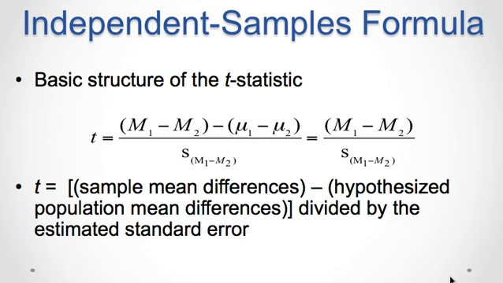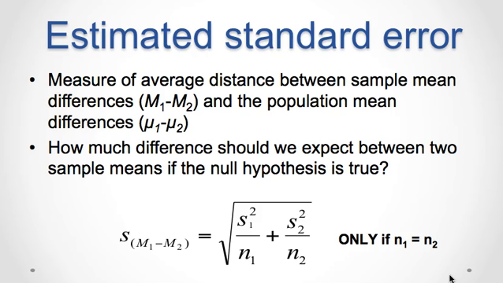We then divide the difference by the combined standard error in both samples, called the estimated standard error of the mean difference. The estimated standard error of the mean difference measures the average distance between sample mean differences M1 minus M2 and the population mean differences mu1 minus mu2. How much difference should we expect between 2 sample means if the null hypothesis is true?